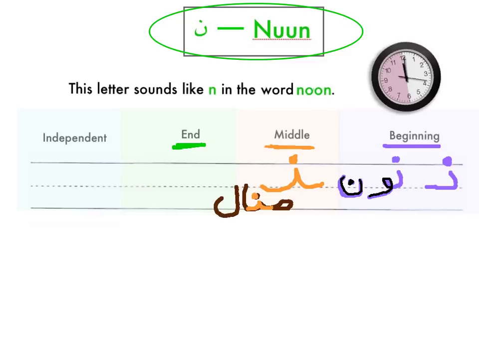At the end of the word, in its connecting form, it's written like this. An example is the word hunna. And in independent form, we write the noon like this, as in the word run: ra, noon.